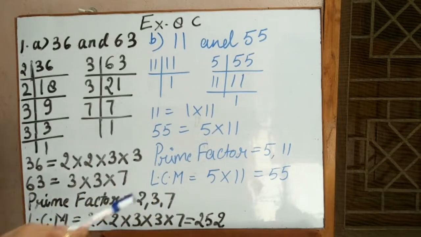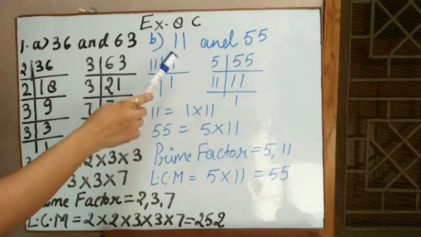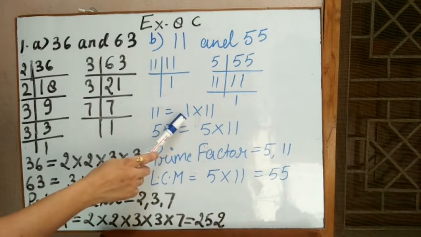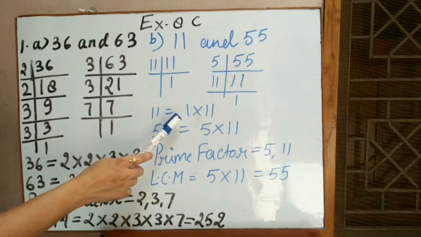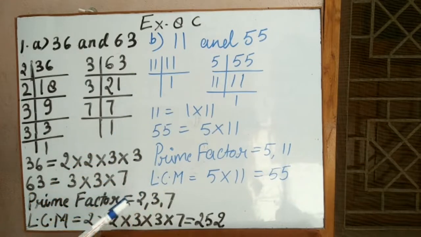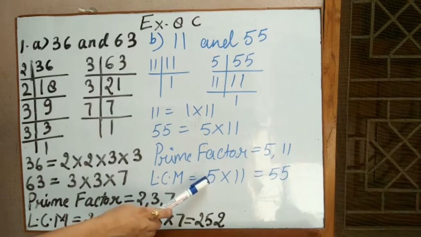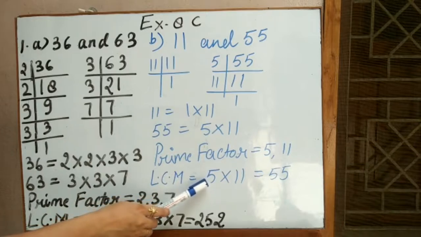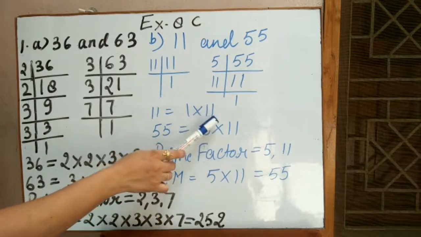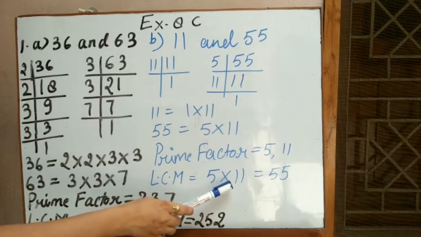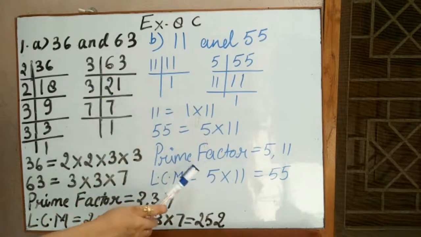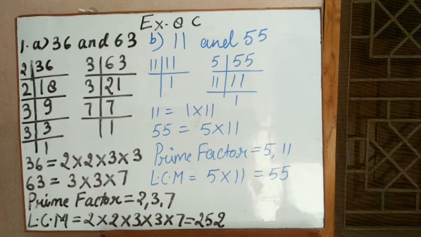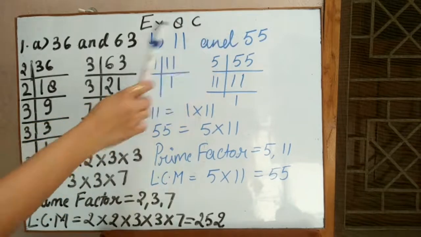Now prime factors. What are the prime factors of 11 and 55? That is 5 and 11. We will not write 1. Why? Because 1 is not a prime number. Understood? Now LCM. Now we can see 5 is occurring only 1 time. That's why we will write only one 5. And 11 is also occurring only 1 time. That's why we will write 11 only 1 time. 5 into 11 is equal to 55. And 55 is your LCM of 11 and 55.